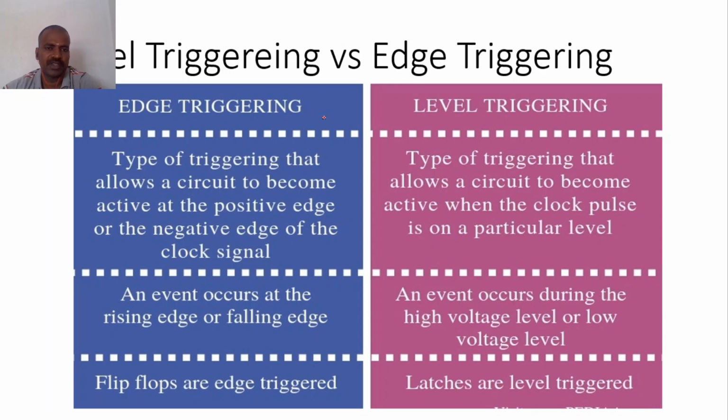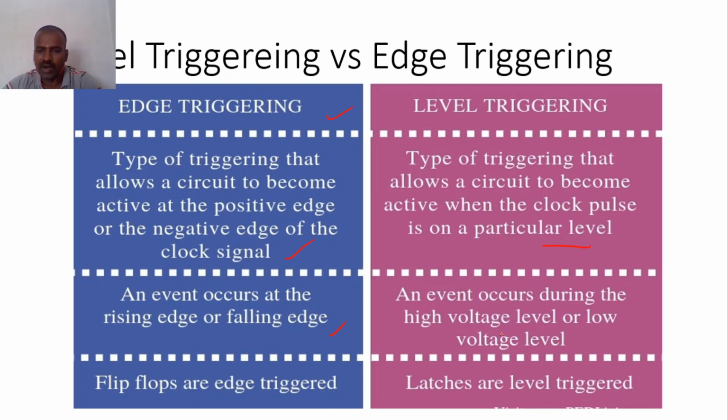Finally, the differentiation between level triggering and edge triggering. The first one is edge triggering, the type of triggering that allows the circuit to become active at the positive edge or the negative edge of the clock signal. In level triggering, it will be active when the clock pulse is in a particular level, whether positive level or negative level. In edge triggering, an event occurs at the rising edge or falling edge, and the output will be changed only at the rising edge or falling edge.